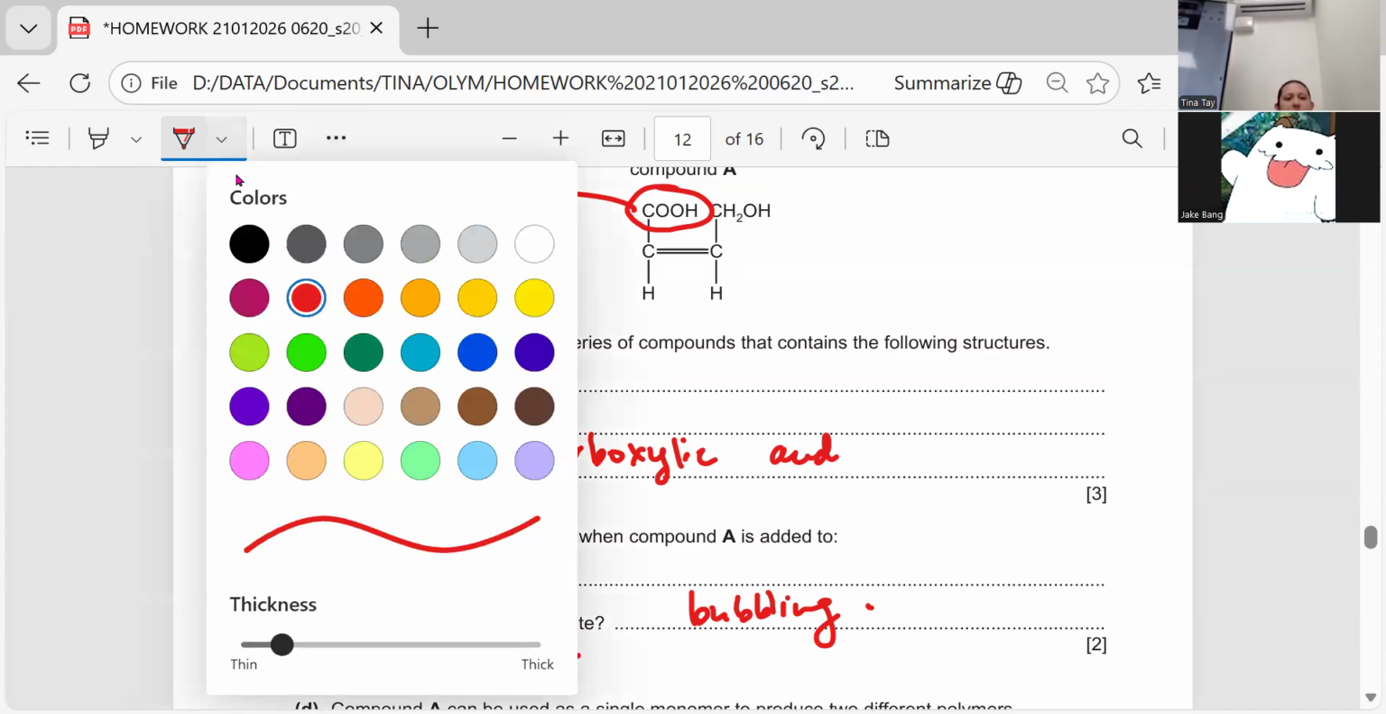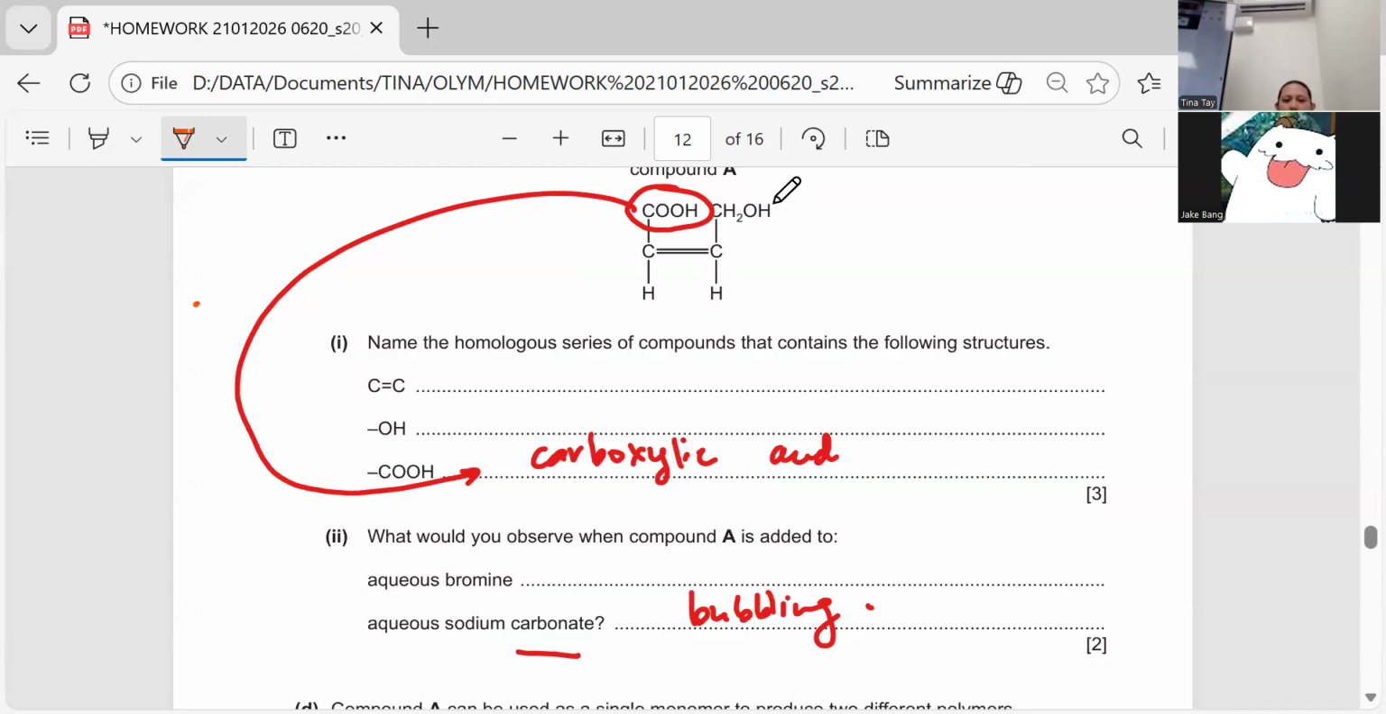This one, OH is alcohol. This one is alkene. Alkene with bromine goes from orange to colorless. You cannot write brown, huh?